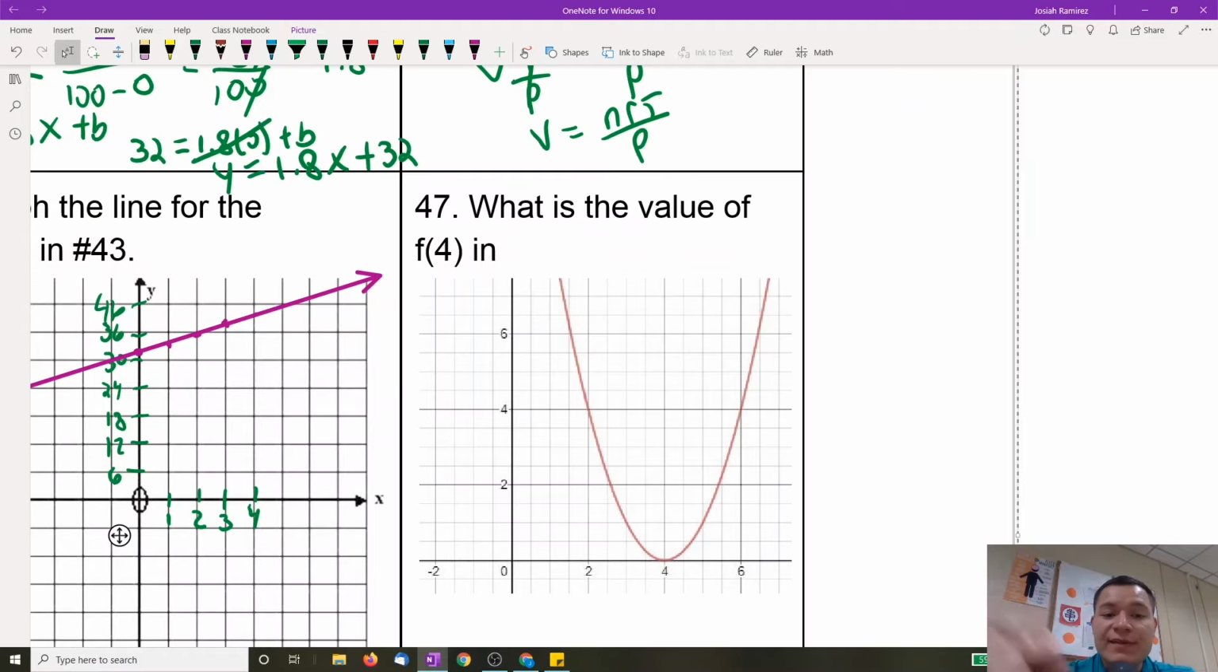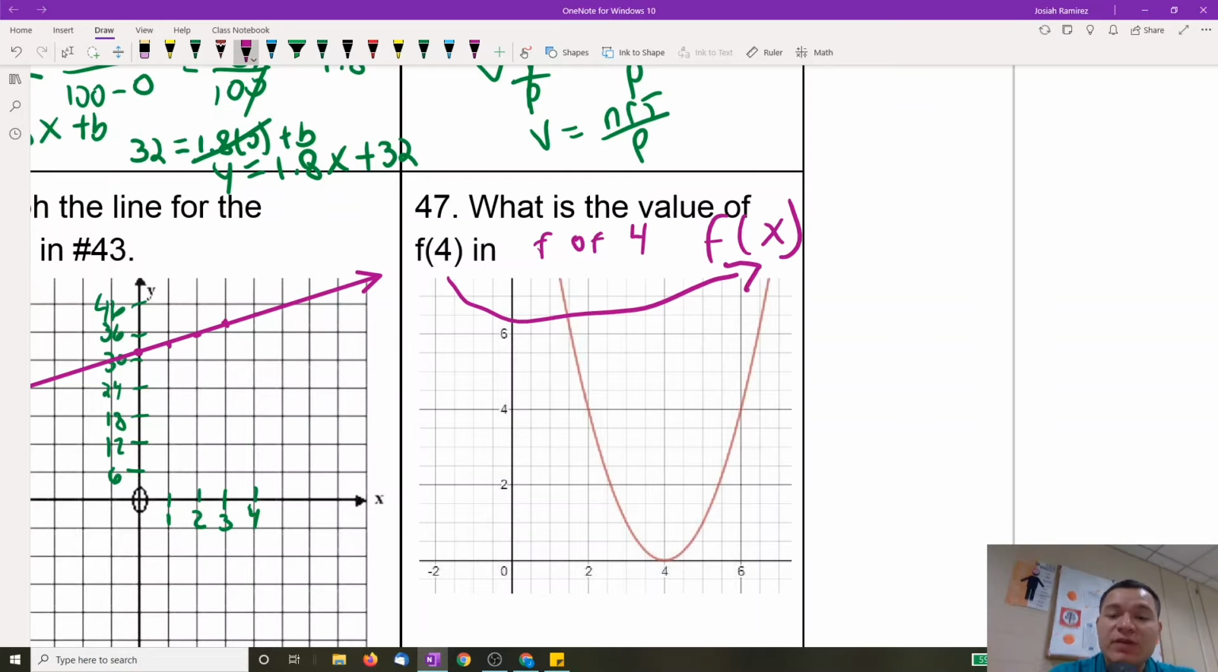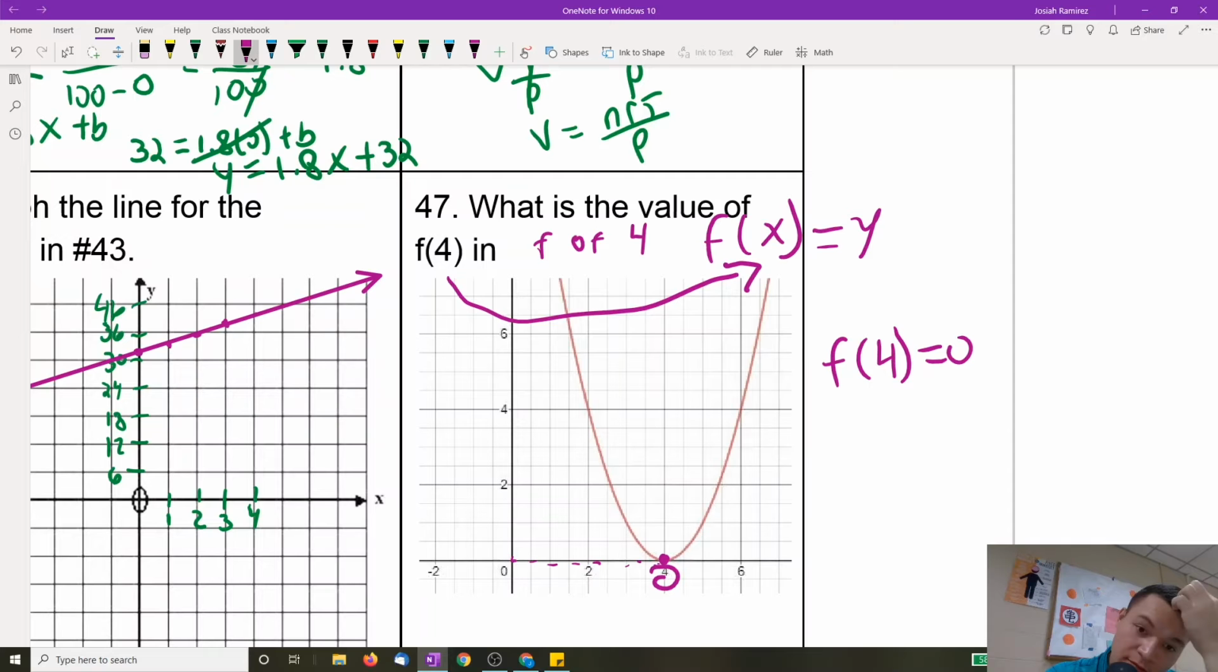What is the value of f of 4? That's f of 4. Whenever normally we have f of x, what is in the parentheses where x normally goes? 4. 4 is replacing x. So that means we're going to look for 4 on x, and we're going to see what y is equal to. When we have x is 4, how much is the y? f of 4 is equal to 0, because whenever x is 4, y is 0.